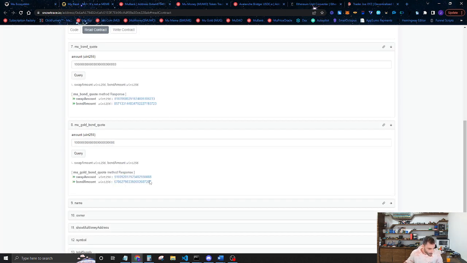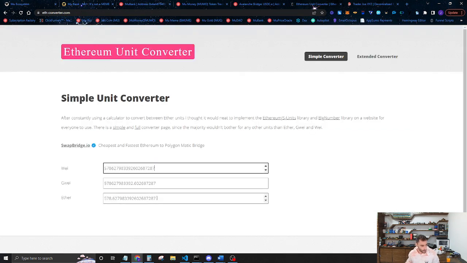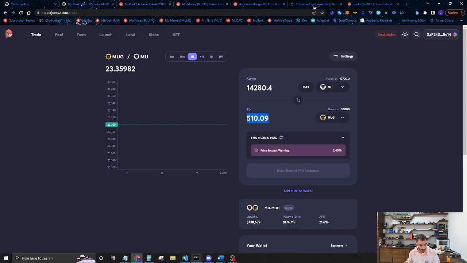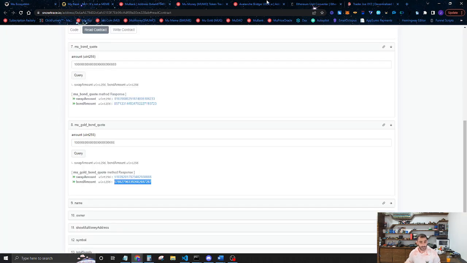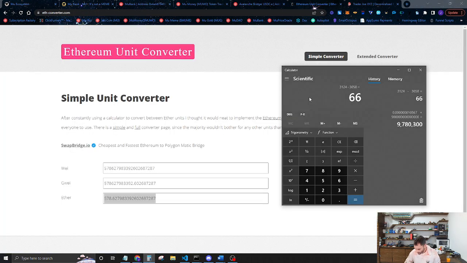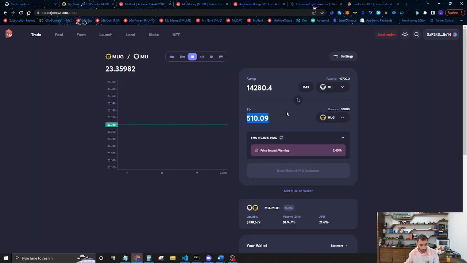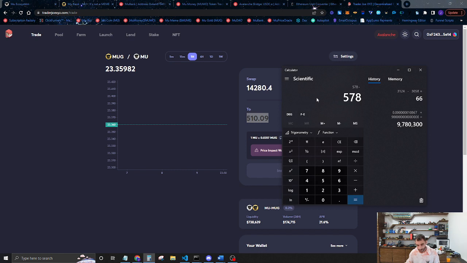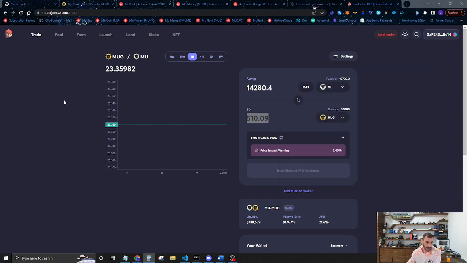However, the mu bank would give us 578. So again, what we would get from the mu bank, we would get 578. What we would get if we went through the normal liquidity pools, we would get 510. So we would essentially get an additional 68 mu gold. So we would get a free 68 mu gold by bonding from the mu bank and buying from the mu bank versus buying directly from the actual liquidity pool.